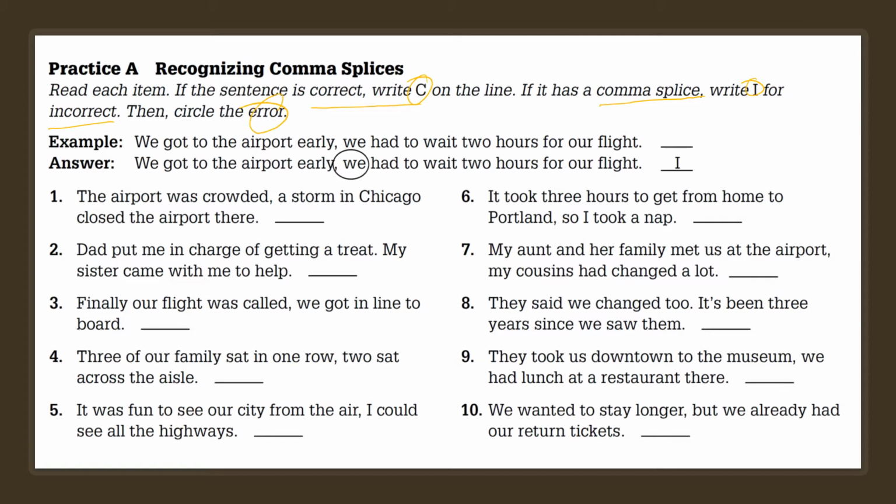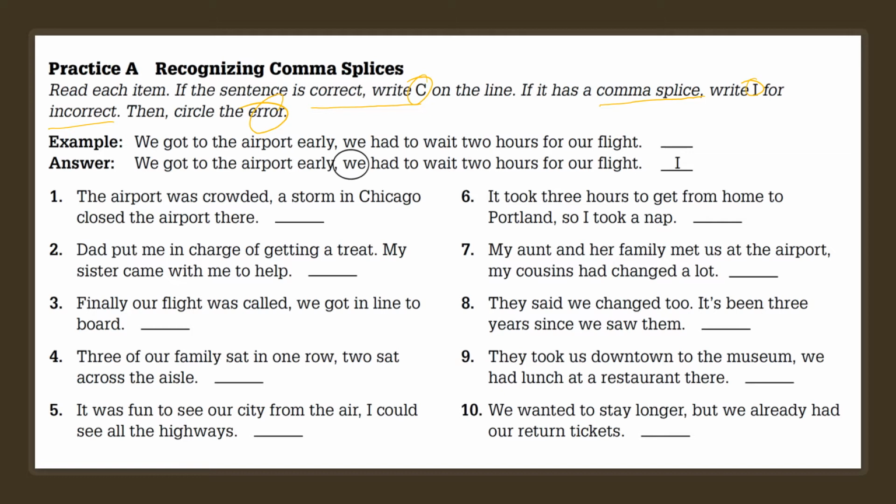Alright, let's look at this example. We got to the airport early, comma, we. And this is the error or the mistake. It's a comma, after comma, we. That is the subject of another complete sentence. I had to wait 2 hours for our flight. So I write I, that stands for incorrect, and the mistake is the comma and we. Instead, we need just a period, and we need to capitalize the first letter of we. But here we don't correct anything, we just identify. So pause the video, do the exercise on your own, then play the video, and let's correct it.